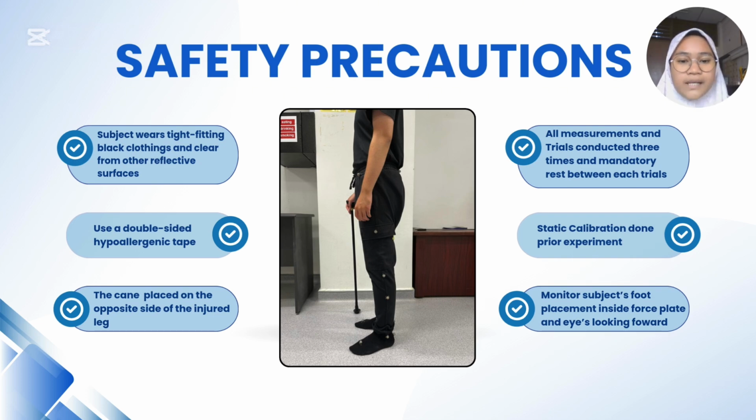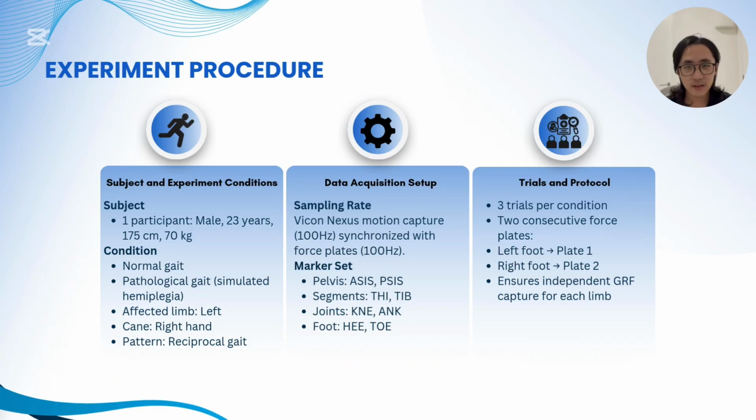Thirdly, the cane must be placed on the opposite side of the injured leg. Fourthly, all measurements and trials must be conducted 3 times with mandatory rest between each trial to validate the accuracy of the results. And then fifthly, static calibration must be done for the experiment. And lastly, we must monitor the subject's foot placements. They must be inside the force plate and the subject's eyes must be looking forward so as to avoid unnatural gait or walking error.